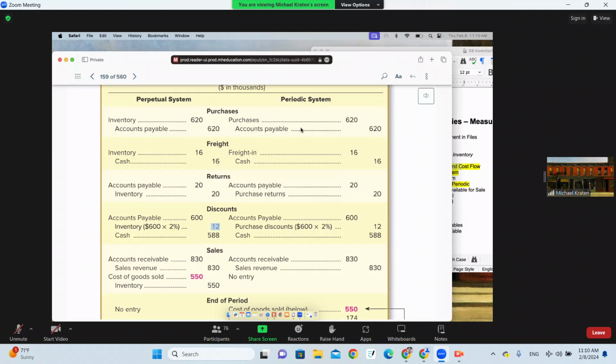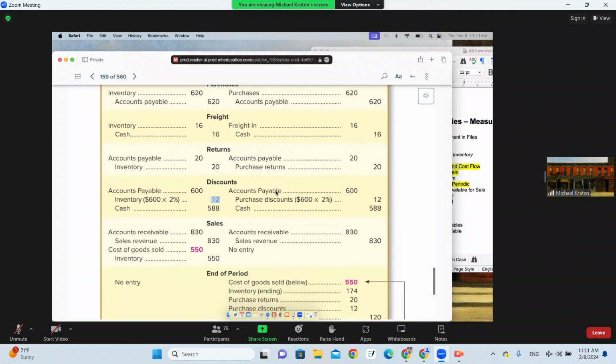And once again, if you look at what the textbook author calls the periodic system, it's the same as the perpetual system. He's just using a different word for inventory. He's using the phrase purchase discounts. Well, what is it that you purchased that is being discounted? Inventory.